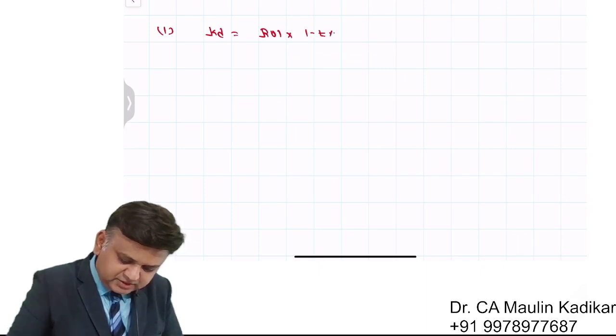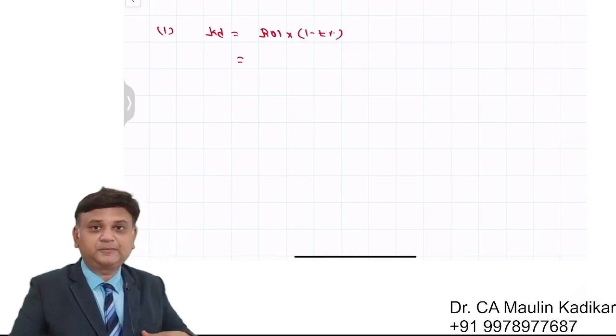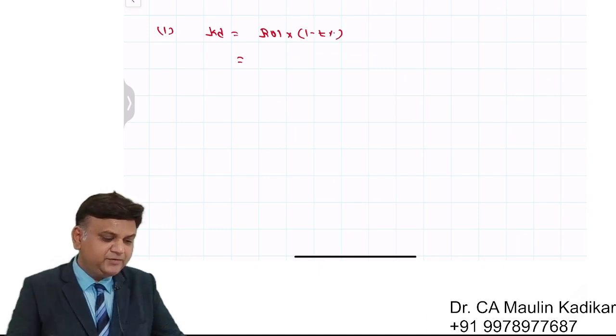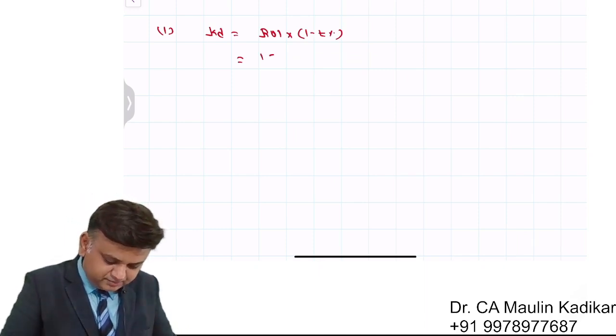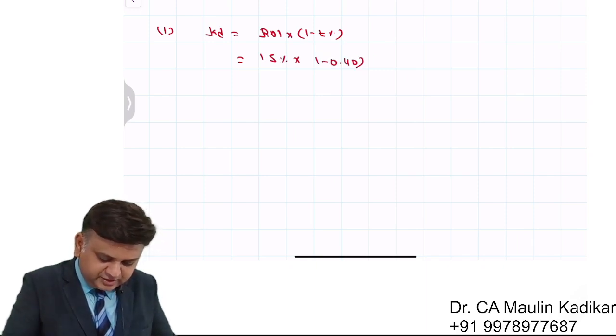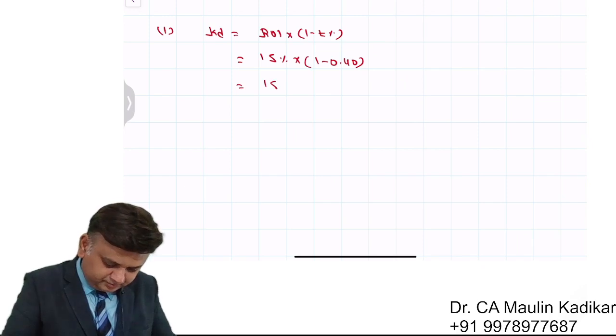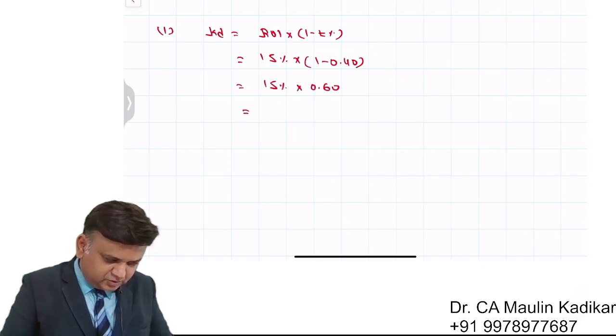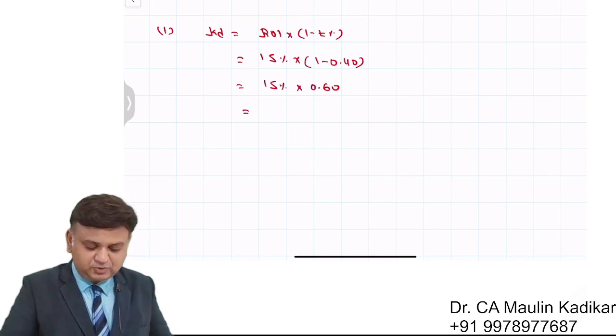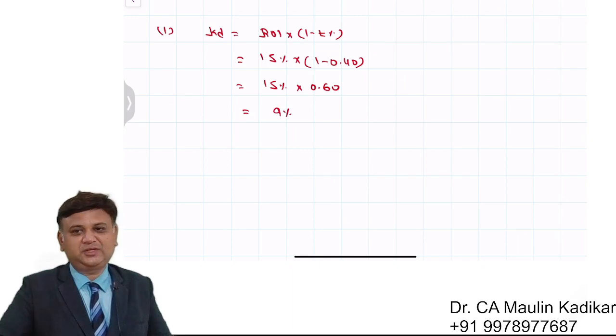It is the rate of interest into 1 minus tax rate. What is the rate of interest? Rate of interest is provided to us in the question as 15%. What is the income tax rate? 40%. 15% into 0.6 comes to 9%. This is the way Kd is calculated.